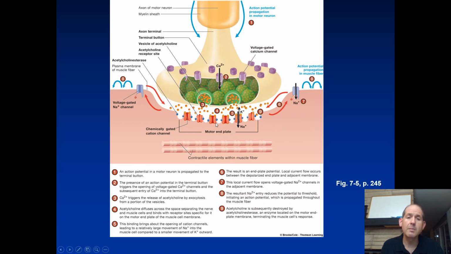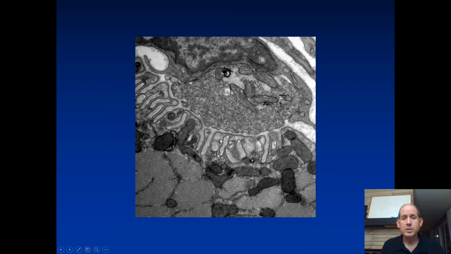And we have an enzyme, especially in high concentration in the secondary synaptic clefts, these invaginations of the muscle cell membrane, where acetylcholine is broken down by acetylcholinesterase. So those are the events at the neuromuscular junction.